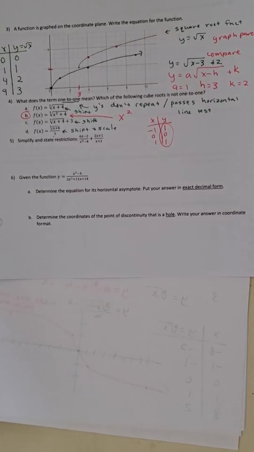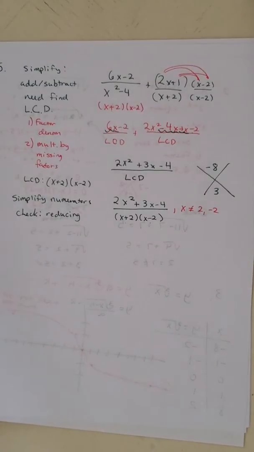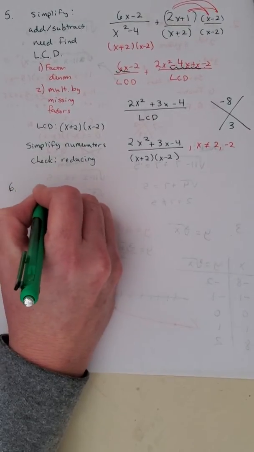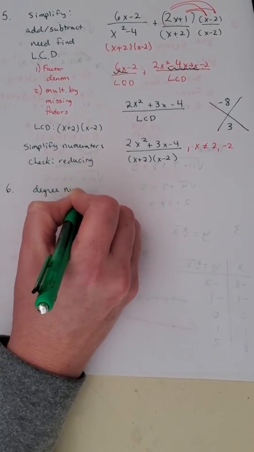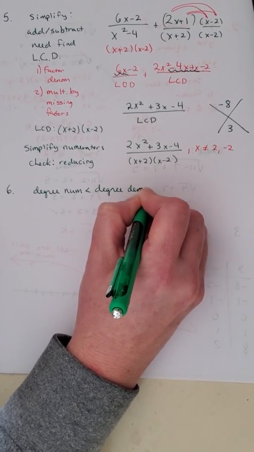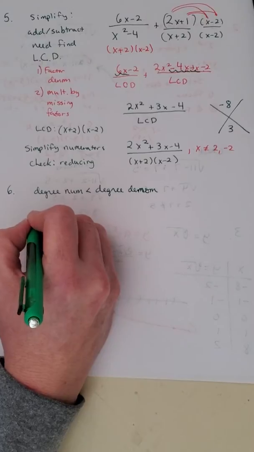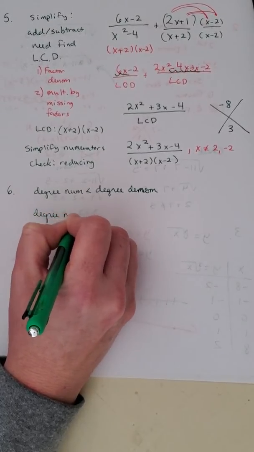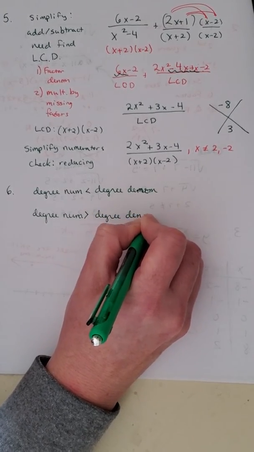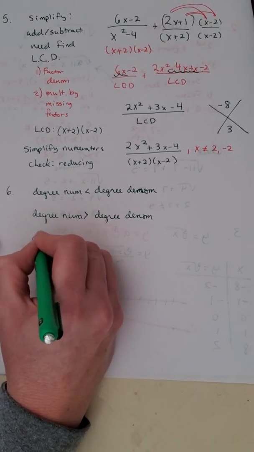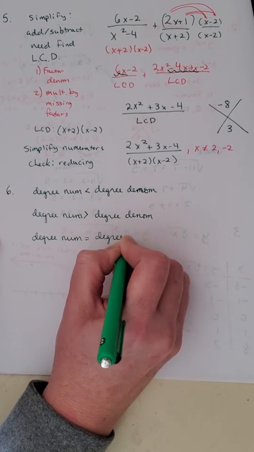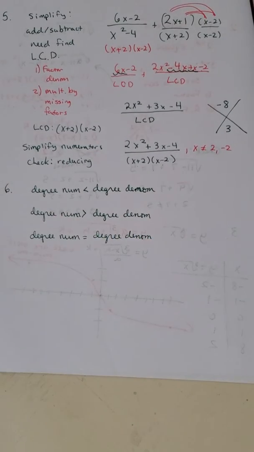Okay, so to determine the horizontal asymptote, there are 3 rules. And you have to decide which one you have. So either the degree of the numerator is smaller than the degree of the denominator, or the degree of the numerator is greater than the degree of the denominator, or the degree of the numerator is equal to the degree of the denominator. So you have to decide which of these 3 we have.